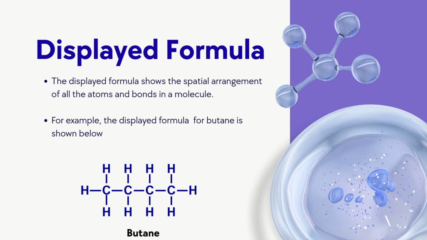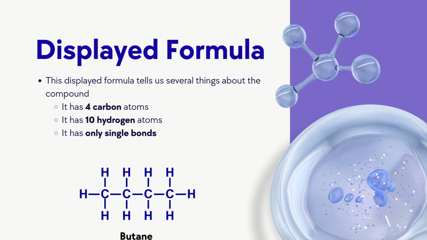Now let's talk about the displayed formula. The displayed formula illustrates the spatial arrangement of all atoms and bonds within a molecule. For example, the displayed formula for butane is shown below. This formula reveals important information about the compound. It contains 4 carbon atoms. It includes 10 hydrogen atoms. It consists of only single bonds.